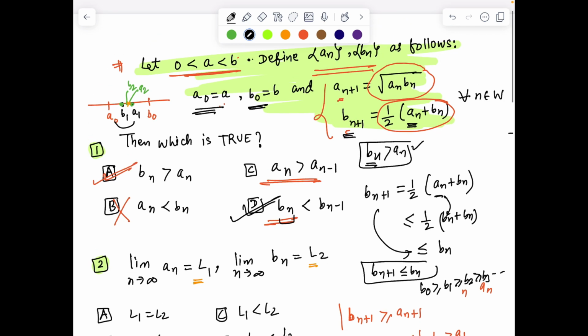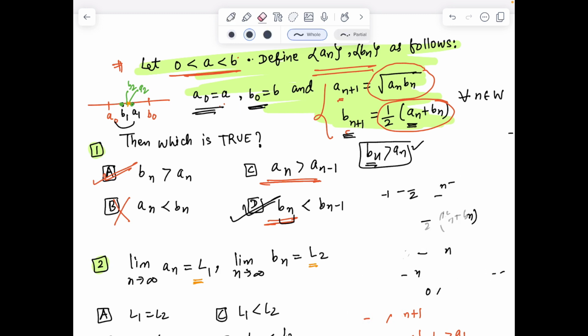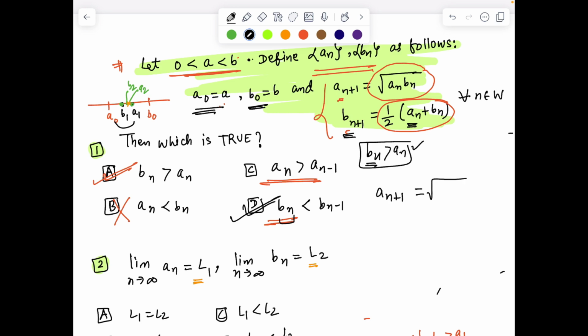Let's come to the GM sequence A(n+1), and here we go with that. Now we can check A(n+1) is still root of An times Bn, and since we know Bn is more than An, this quantity will definitely be more than root of An times An, or equal to, in case the initial numbers are equal, but here a strict inequality will happen because I have not started with equality. So that is indeed greater than An.